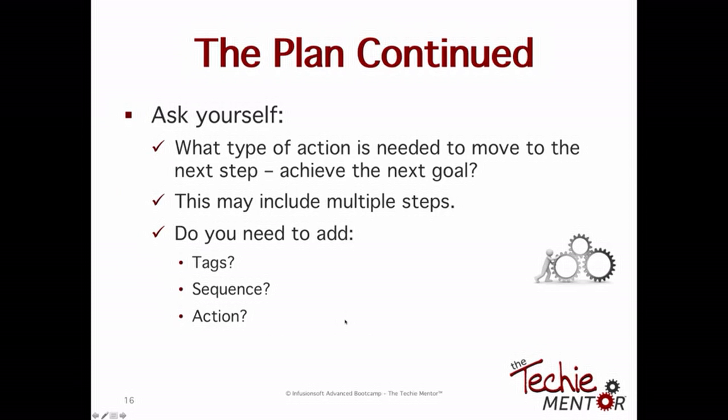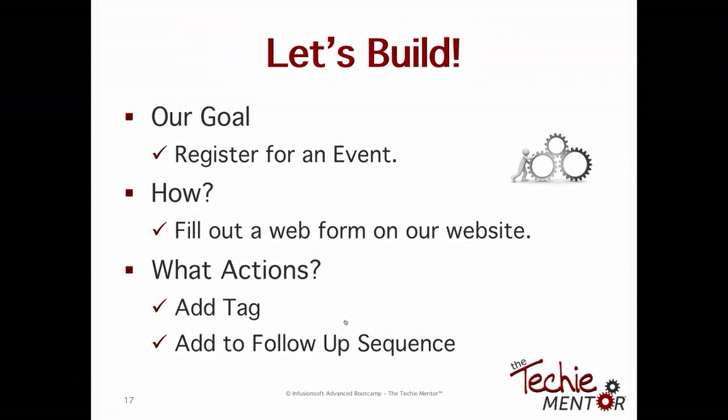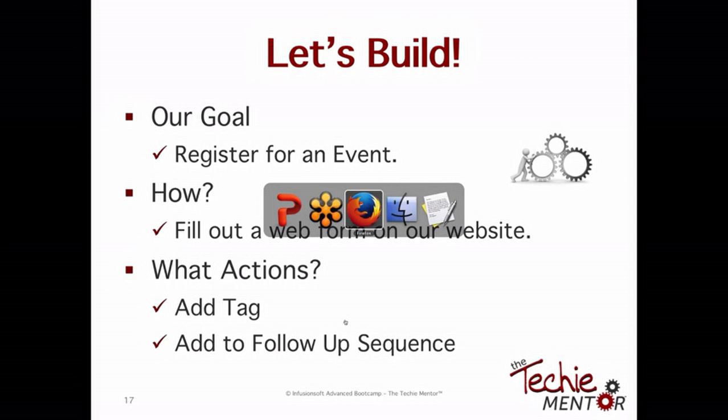And our goal, so this is our goal for today. This is what I'm going to demo for you. We're going to register for an event. Okay, so we're going to have, let's say, a webinar. And that webinar is maybe a 3-part series. They're going to fill out a web form on my website, right? And then once they fill out that web form, I'm going to add a tag, and I'm going to add them to a sequence. Okay, so this is a pretty simple one just to start with, but I want to give you an idea of a simple one that we can make more complex.